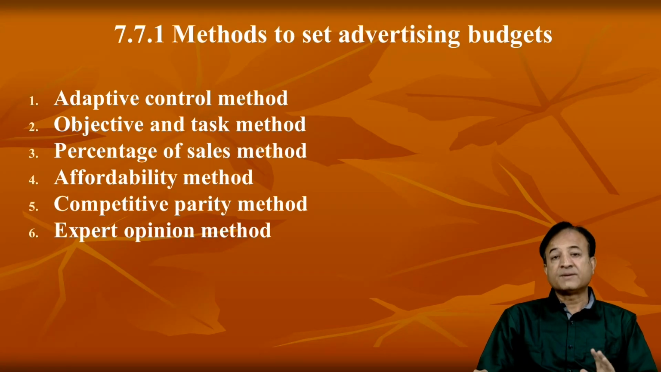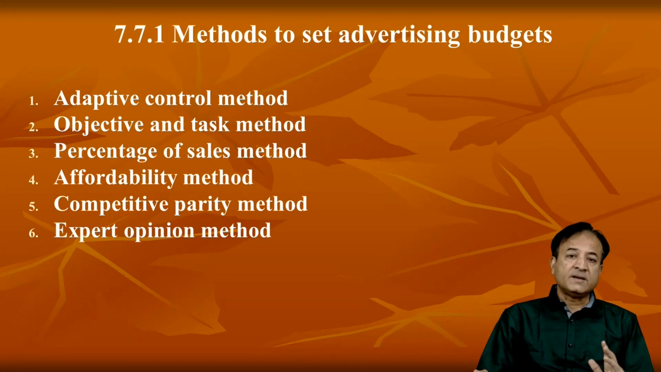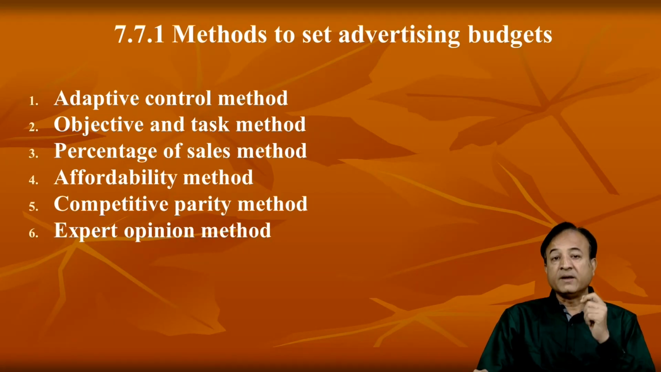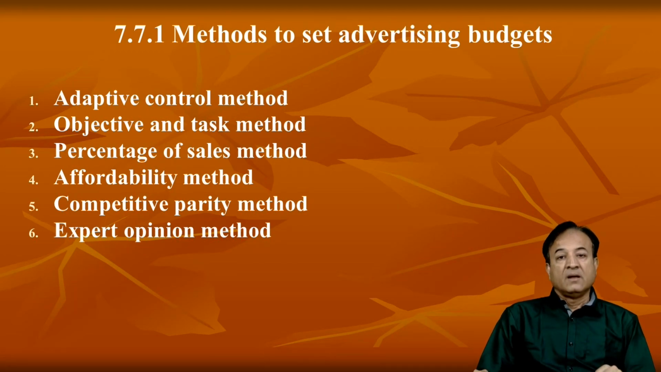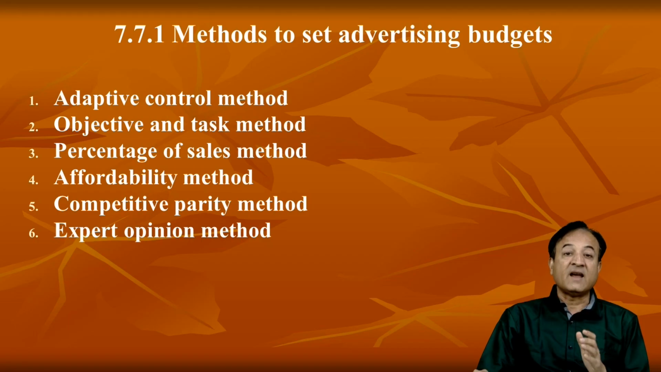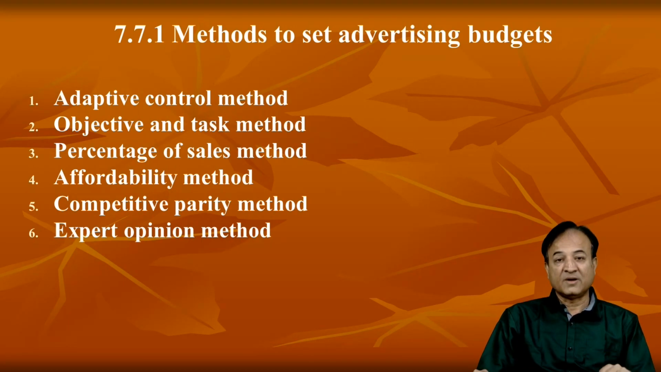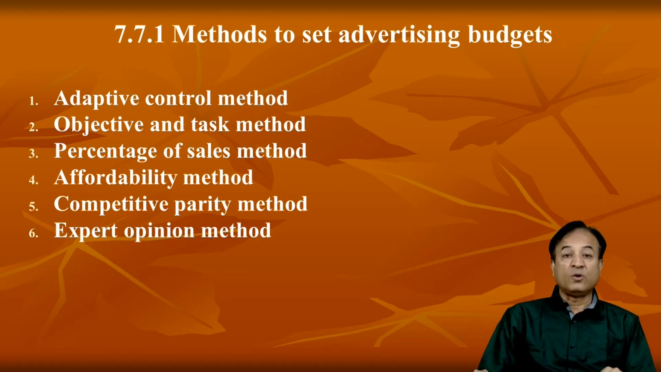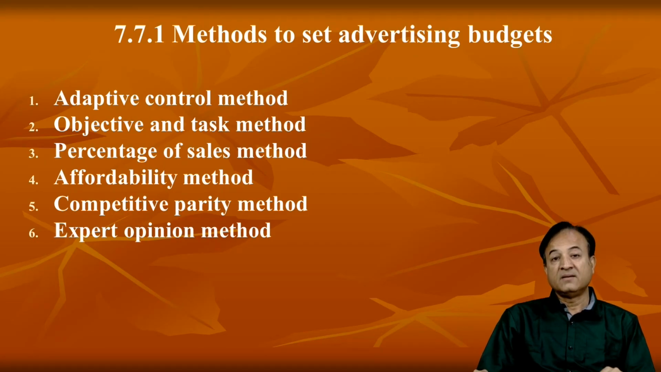Third, percentage of sales method. This is again a very common method of setting advertising budget used by marketers. As the name itself suggests, a certain percentage of the sales is set aside as an advertising budget. This is understood. Fourth, affordability method.